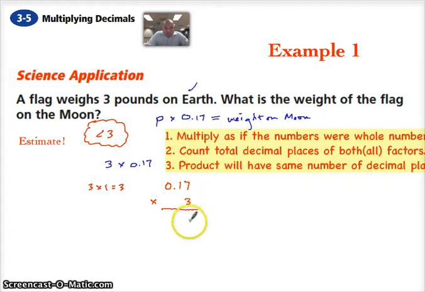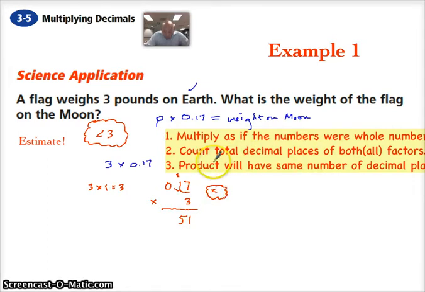7 times 3, or 3 times 7, is 21. 3 times 1 is 3, plus 2 is 5. That's 51. Our second step is count the total number of decimal places of both or all factors. Let's go ahead and count here. We've got a total of 1, 2 place values for this factor, and there are none for this. So there's a total of 2 place values.